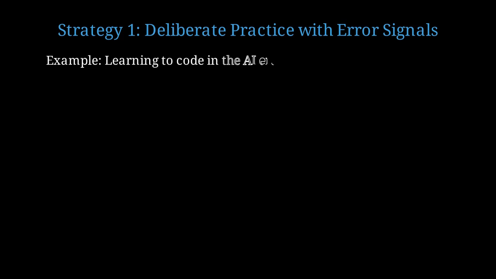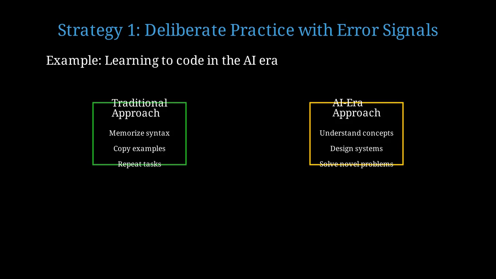Now let's talk about practical strategy number 1. Deliberate practice with strong error signals. Let's say you want to learn programming in the age of AI. The key is not to compete with AI at memorizing syntax, but to develop deep understanding of system design. The traditional approach focused on memorization. The AI-era approach focuses on conceptual understanding and novel problem solving. Let AI handle syntax. You handle strategy.